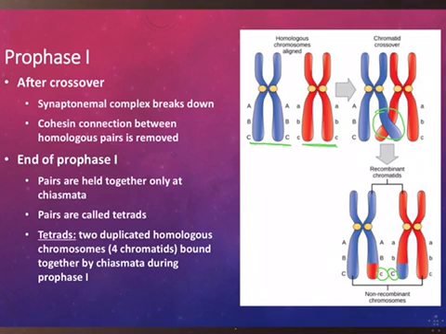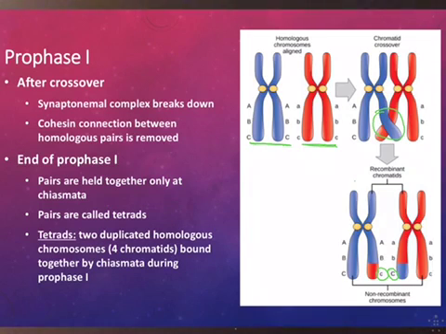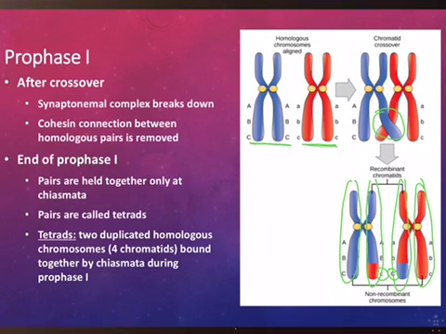So the pairs are held together only at the chiasmata, and they are now called tetrads. Tetris, you know the game of Tetris? All those blocks are rearrangements of 4 different blocks, because tetra means 4. Tetrads are 2 duplicated homologous chromosomes which contain 4 chromatids. You see all 4 chromatids in there? 1, 2, 3, 4.